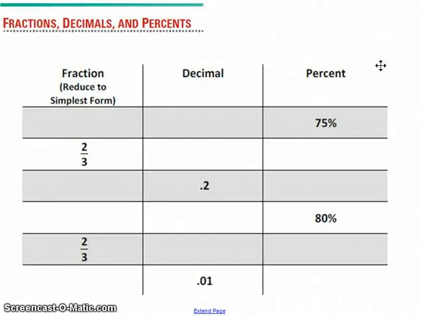Okay, that's it for the lesson. Your homework tonight is to fill out this chart. You can download it actually from my website. Notice I give you 75%, turn that into a decimal and into a fraction. I give you 2/3, turn that into a decimal and a percent. I give you 0.2, turn that into a fraction and into a percent, and so on. There are 12 empty spaces here, I think, so I'm going to expect 12 answers. You can simply print this out and fill it in. I'll see you next class.